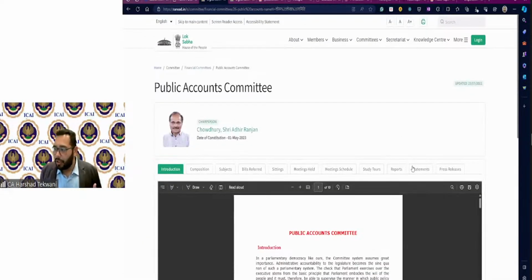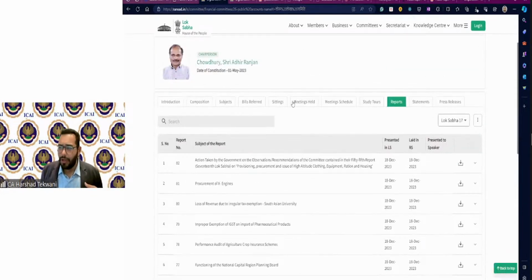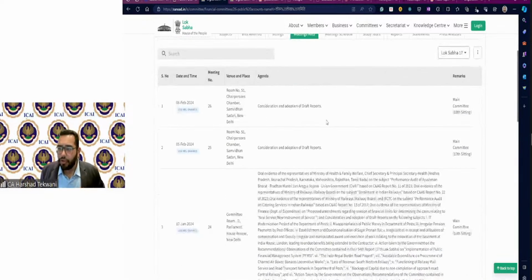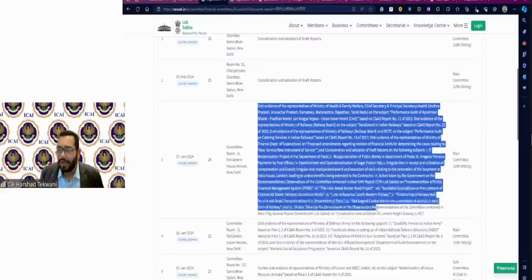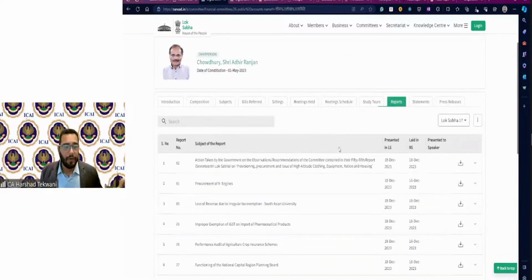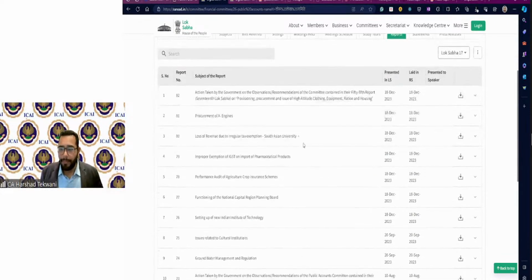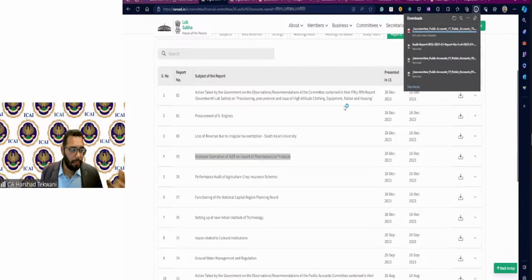Now, if I talk about reports, or if I just show you meetings held or sittings, you see there was some meeting held and they considered the draft report. Some evidence was considered. So they were doing some review of the reports. And then once the review is done, they publish their own report. So for example, improper exemption of IGST on import of pharmaceutical products. This is a report issued by the Public Accounts Committee.